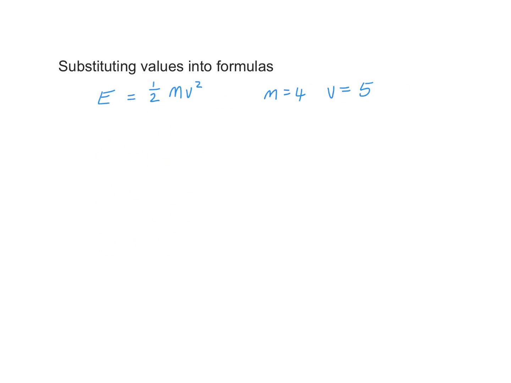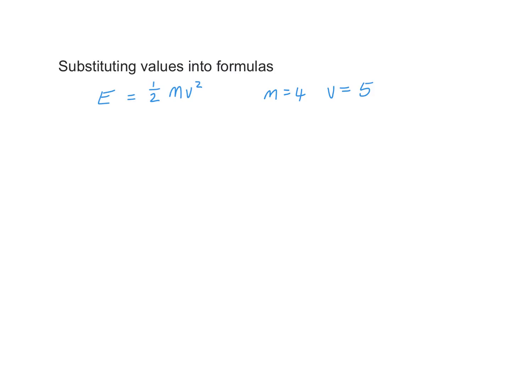Alright, here's another formula for you. The formula is E equals 1/2 mv squared, and we know that m is 4 and v is 5. We need to substitute these values into the formula over here and solve for E, which is our subject. Put the video on pause and give it a go.